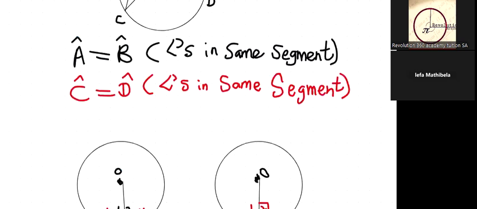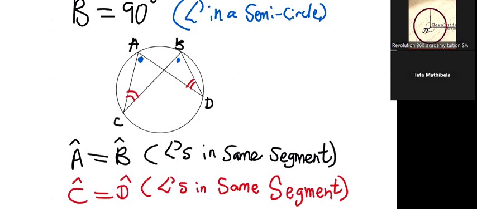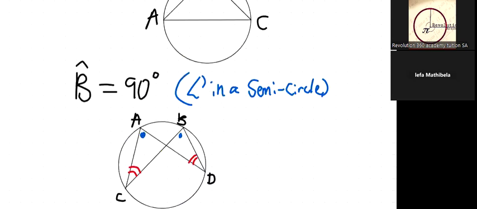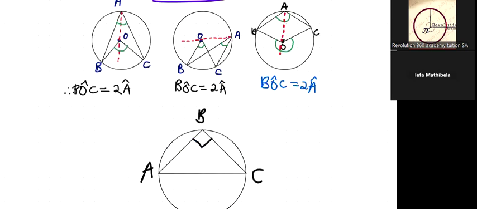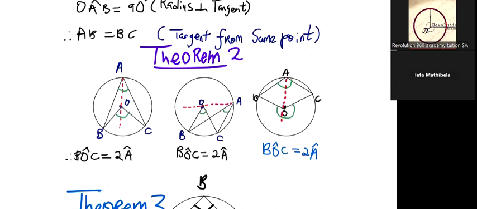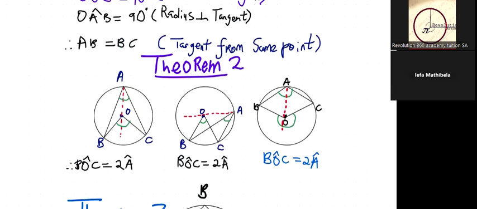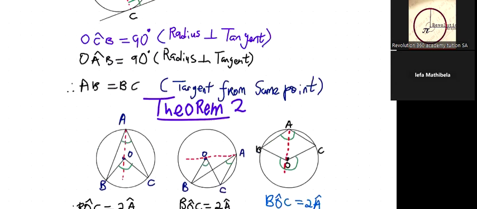This is theorem 4, angles in the same segment. And then that is theorem 3. Don't forget this one. That is theorem number 3: if the diameter of the circle subtends an angle at the circumference, then the angle subtended is a right angle. And then we have 3 diagrams that represent theorem number 2, angle at the center is 2 times angle at the circumference.